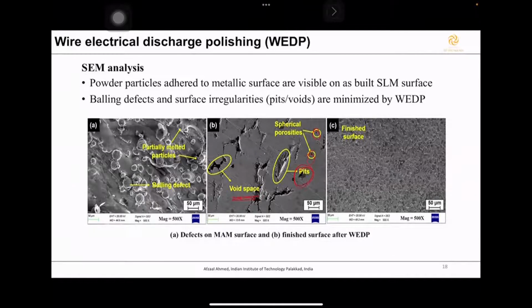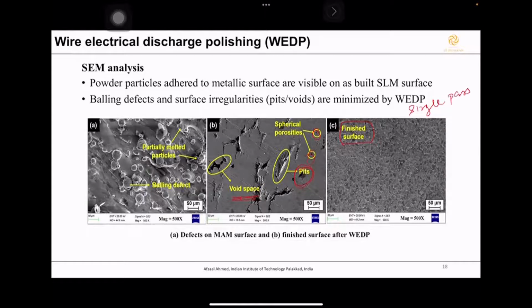And when we perform low discharge wire electrical discharge polishing, you can see here the finished surface obtained after that. Okay, so all these irregularities, the balling defects, the porosities, the cracks can be removed because these are all superficial surface defects. Okay, these are only available on the surface. And if you talk about these porosities and all, these are also present on the surface, not to much higher depth. Okay, so this can be removed with a single pass of polishing.